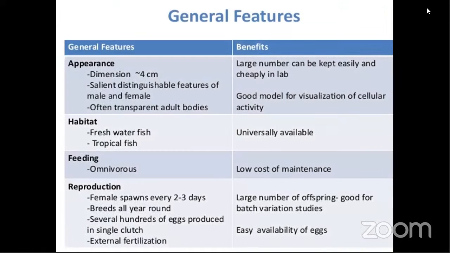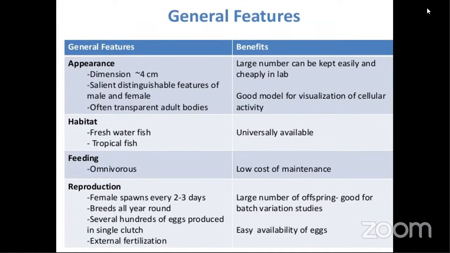And coming towards the general features regarding appearance, habitat, feeding as well as reproduction. Coming towards the appearance part, the dimension is nearly around 4 centimeters. Distinguishable features of male and female. Often transparent adult bodies will be present. This is about the appearance.